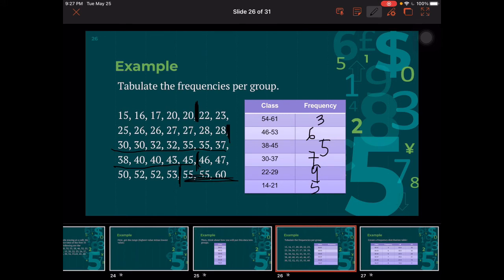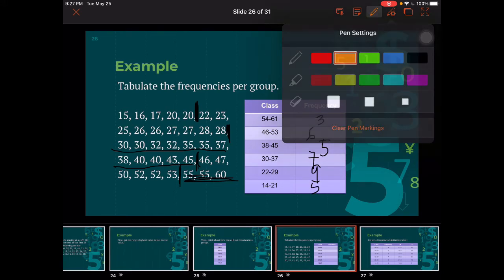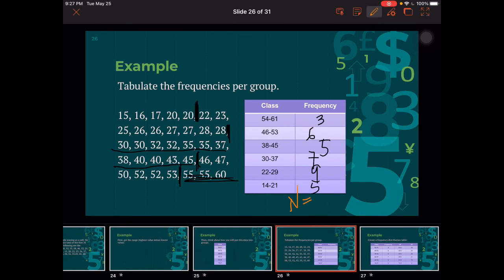for the last class. Now, how will you know if tama yung ginawa nyo? You will try to add everything up. And if they add up to your N, then you are correct. Remember, binanggit kanina that there were 35 customers in the problem. So this adds up to 35. Therefore, you got it right. Okay? Alright. Next.